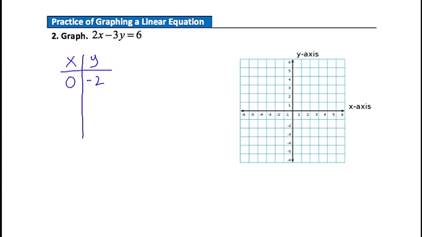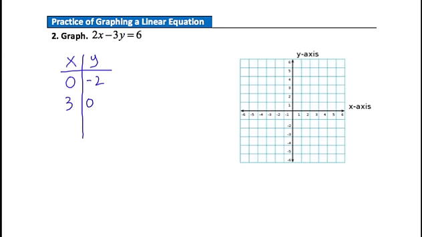Second ordered pair, let's put a 0 in for y. And so let's see, then we have 2x minus 3 times 0 equals 6. So really I'd be left with 2x equals 6. Divide both sides by 2. We get an x value of 3.